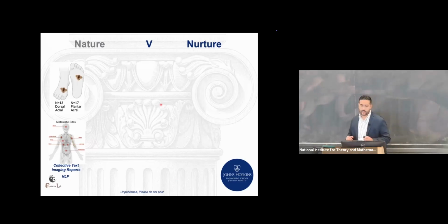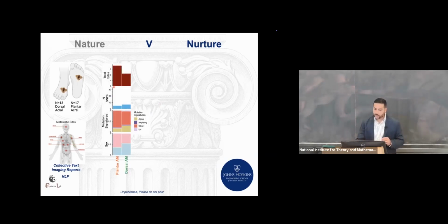Luckily, we were able to identify 13 dorsal acral melanomas. So these are acral melanomas on the top of the foot, to compare with the acral melanomas on the bottom of the foot. Top of the foot has very distinct biomechanical features compared to the bottom of the foot. When we look at their genetic features, we find that these two different cohorts are very similar in their nature.